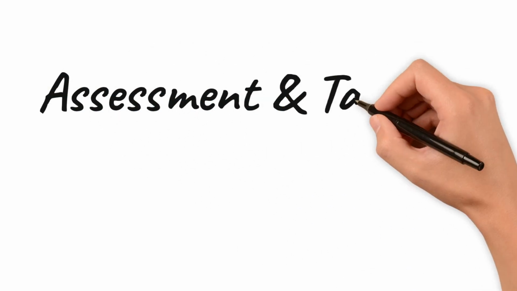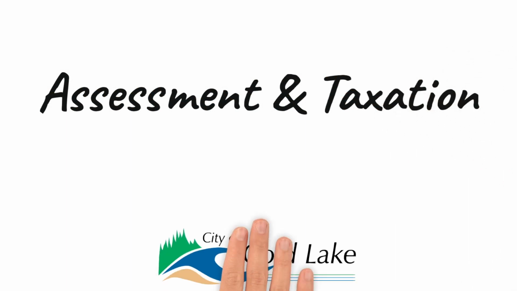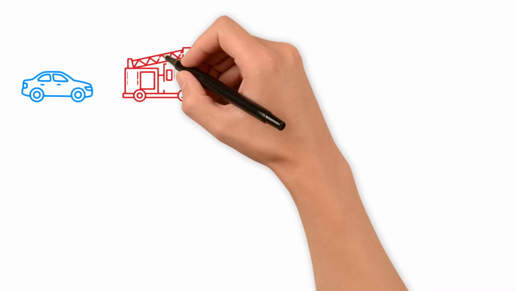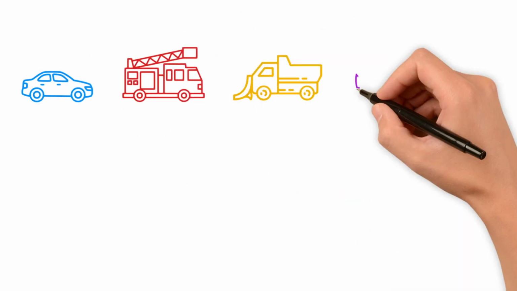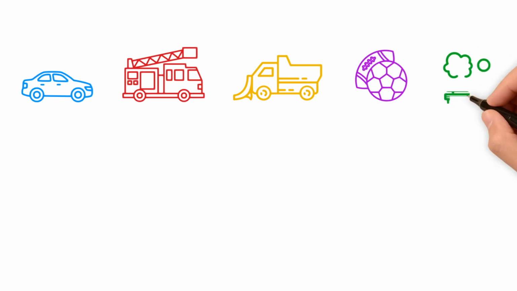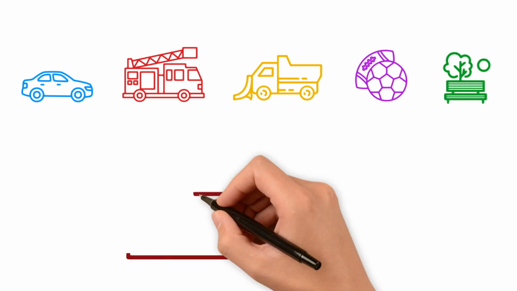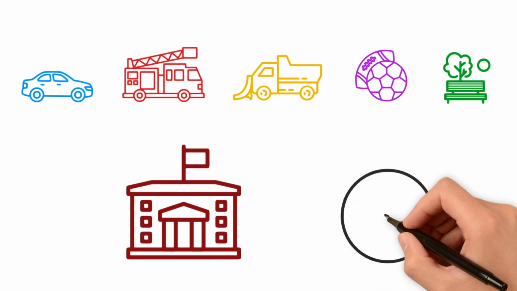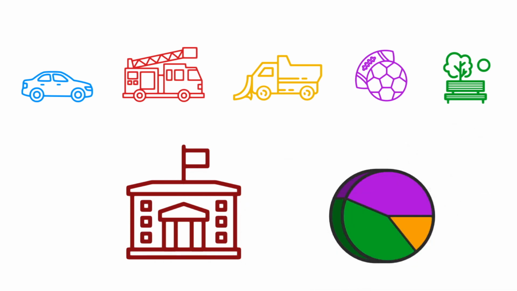Let's talk about how property assessment and taxation works in the city of Cold Lake. The city supplies services like roads, fire protection, snow removal, recreation, and parks. Each fall, City Council approves a budget to pay for these services. Usually, about 40% of the money comes from property taxes, which are collected from property owners in the city of Cold Lake.